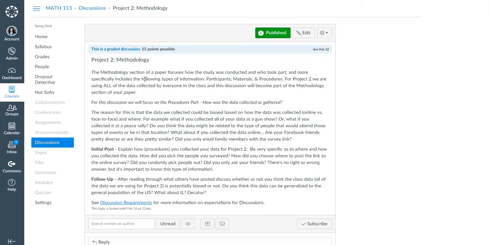For project 2 this week, first of all, it's a discussion, but it's mostly just about the methodology. This should be pretty easy because basically all you're doing is explaining how you collected your data for project 2. Be really specific as to where and how you collected the data. How did you pick the people? How did you choose where to post the link to the online survey? Did you randomly pick people out? Did you ask your friends? There's no right or wrong answer, but it's important for the class to know this information.